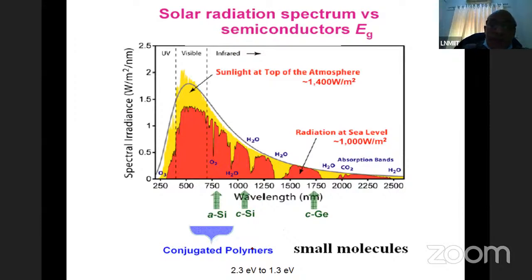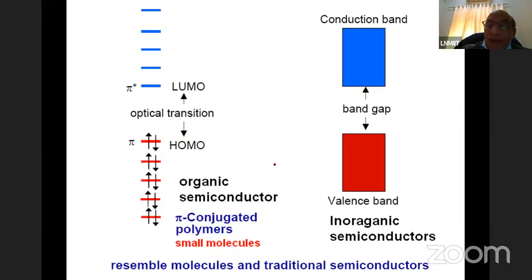This is your solar spectrum. It covers from 300 up to 1100 nanometers, with maximum photon flux. Now, this is the case for an inorganic semiconductor. This is the case for the organic semiconductor.